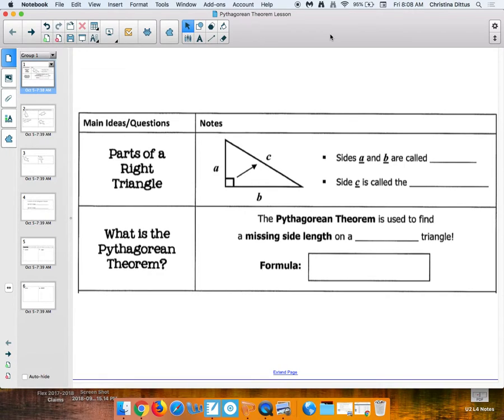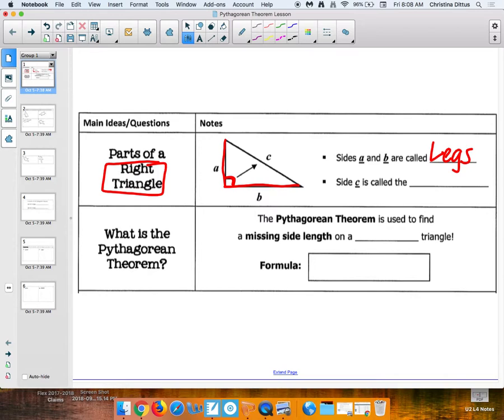In our notes, when we have a right triangle, what does right triangle mean? A 90-degree angle. How many of them? One 90-degree angle. It's got the little box thing. That means 90. That's the right part. The sides that are attached to the right angle, the things that make up the box, are called legs.